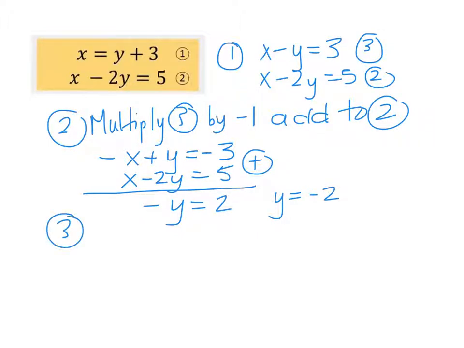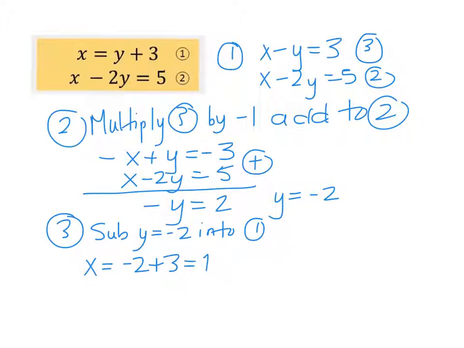Now in my third step, I'm going to substitute the y is equal to -2 into my original equation. So I'm going to sub y is equal to -2 into my equation number 1, and I'm going to solve for x. x is equal to -2 plus 3, which means x is equal to 1.